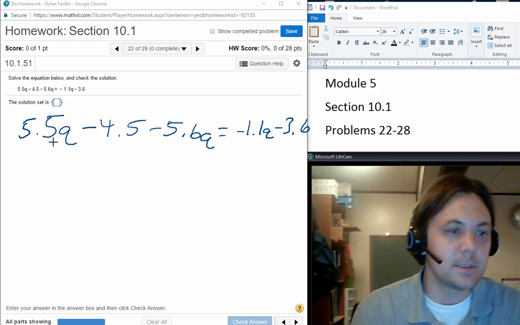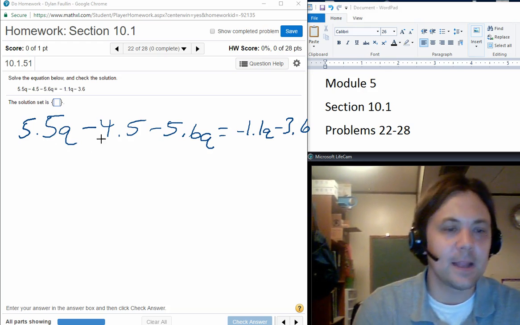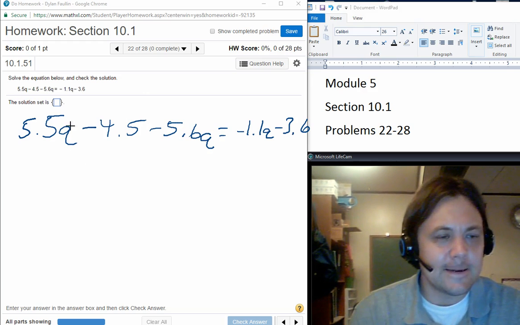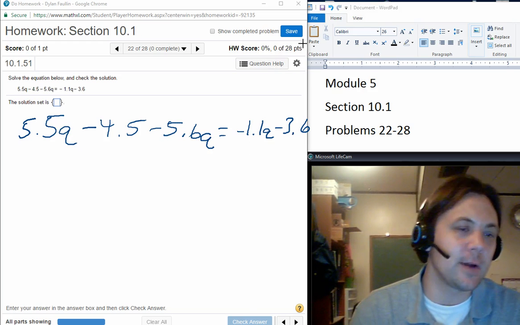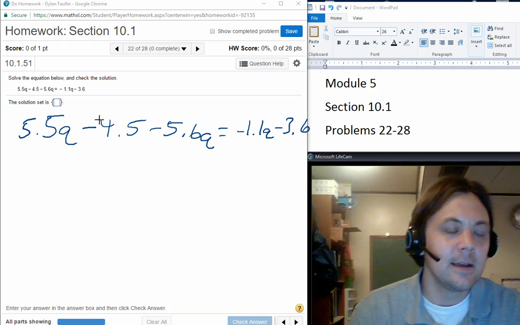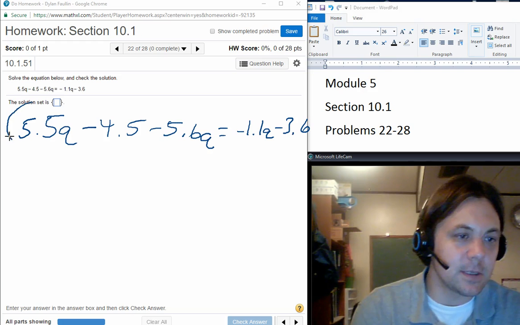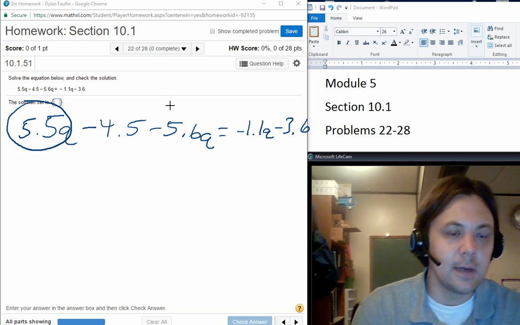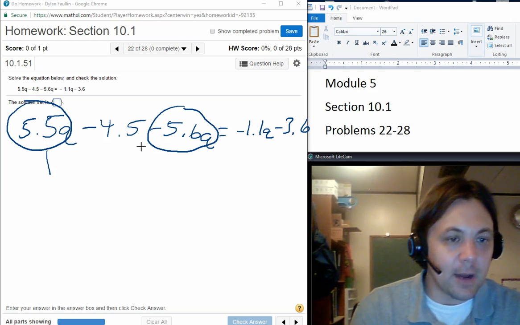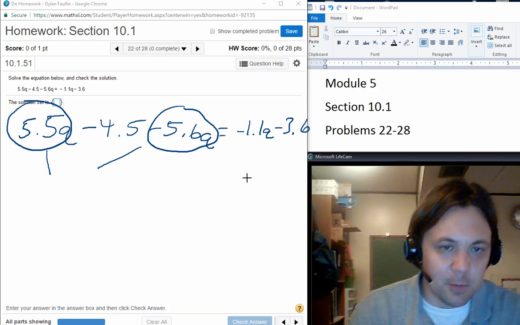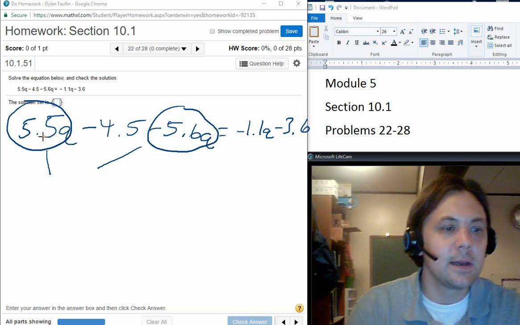So this problem is similar to a few of the problems that we looked at in the last video, except that they're decimal numbers. And I'm sorry for the poor handwriting here. What we're going to want to do before we start trying to get rid of q from one side of the equation and moving it to the other side is simplify the left-hand side first. We have two terms here with a q: 5.5q and the minus 5.6q. Those need to be combined together before we start bringing this 1.1q over here, right? We don't want to bring it into a mess like this. So let's simplify this first.